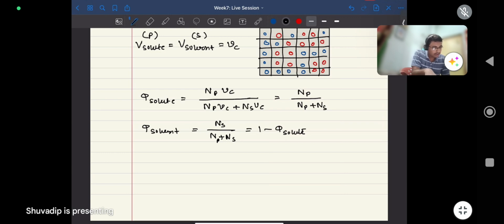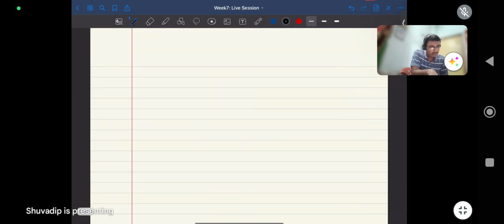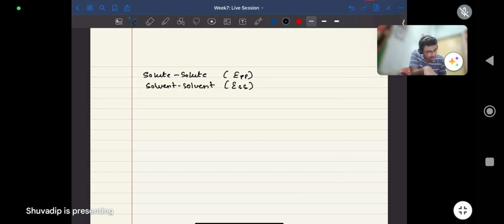So we consider there are interaction energies between solute-solute, which we call epsilon pp, solvent-solvent interaction, which we call epsilon ss, and solute-solvent interaction, which we call epsilon ps. These are the three types of interaction. These are all the interactions present in the system.